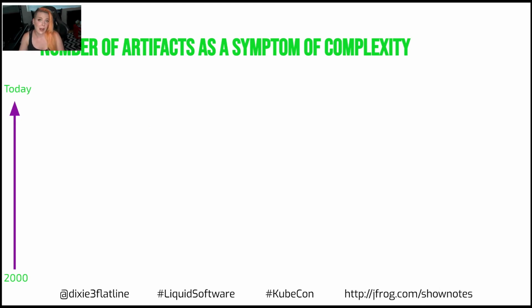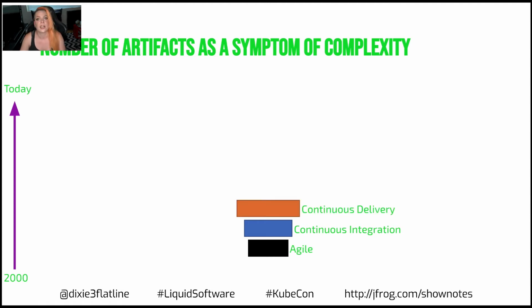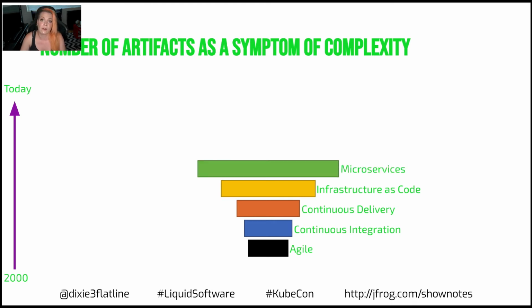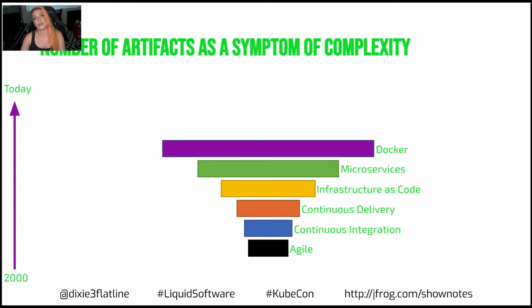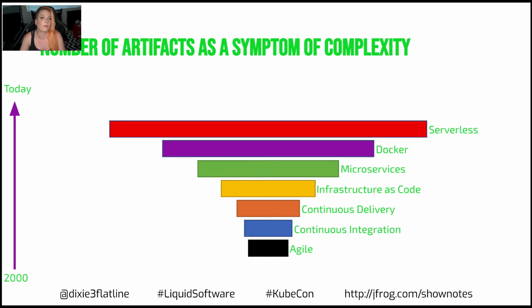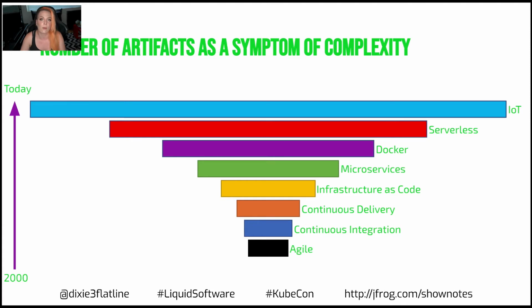The competing hypothesis is increasing complexity. You can see here that the number of artifacts involved is growing pretty rapidly, which is making things way more complicated. Using Agile as a starting point, we see CI add a little bit of complexity, and then CD rolls up and helps us out a lot, but also adds some complexity. Infrastructure as code does the same. Microservices enter the playing field. Docker becomes a thing. Serverless enters the ring, and then the rising popularity of IoT makes things way more complex.